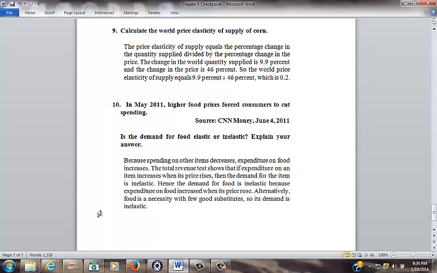There is one more question. In May 2011, higher food prices forced consumers to spend more on food. Is the demand for food elastic or inelastic? Explain.